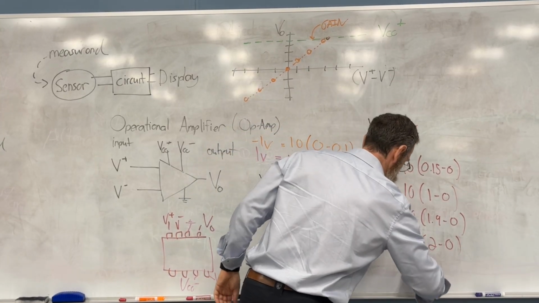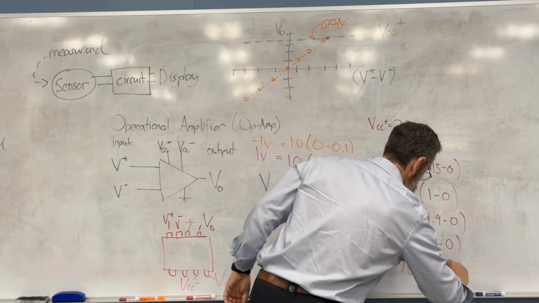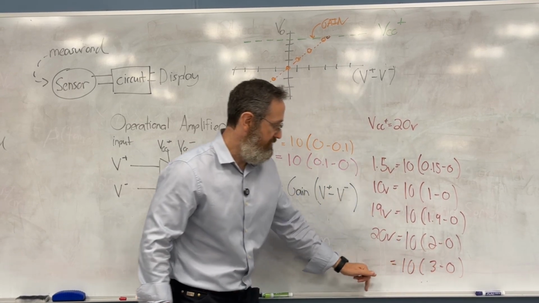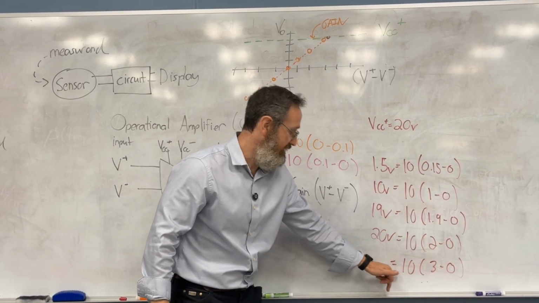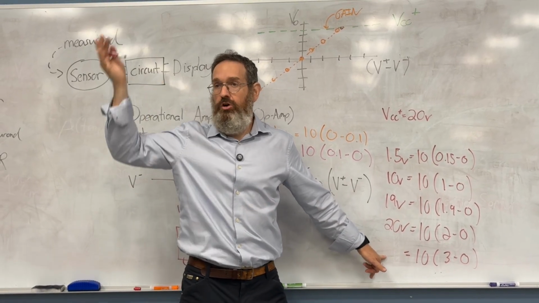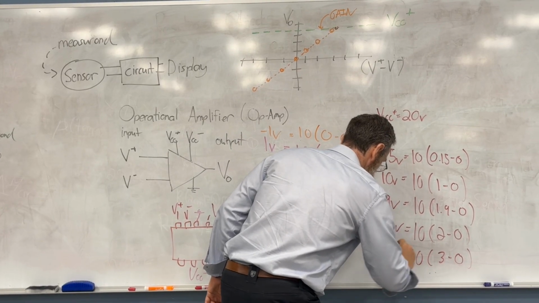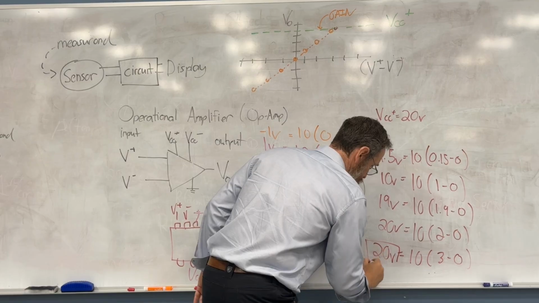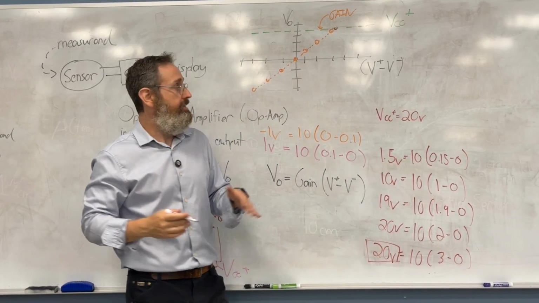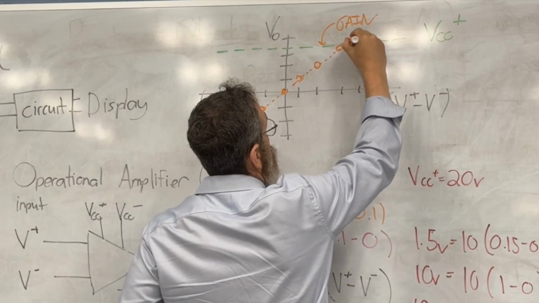Now I'm going to add, I'm going to say 10, and I'm going to jump to 3 minus 0 volts. What will be the output in this case? Well, 3 minus 0 is 3, times 10 is 30, but we can't go to 30. We just can't go above that. So in this case, the output will be pinned at 20 volts. And as I keep going up and up, I can't exceed it. So I'm going to have to extend this line in this way.